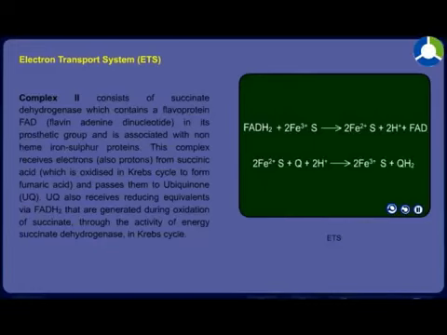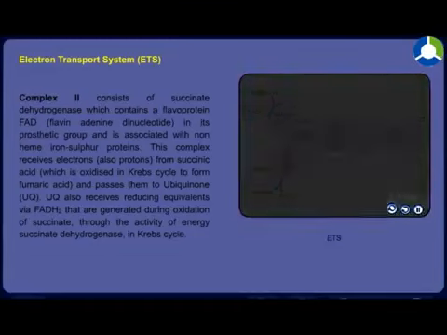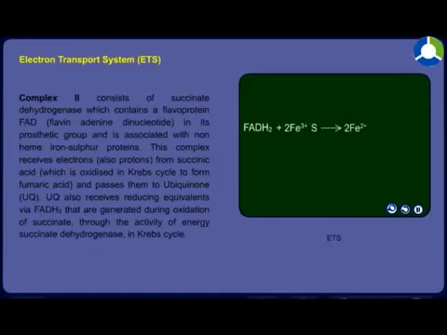UQ also receives reducing equivalents via FADH2 that are generated during oxidation of succinate through the activity of enzyme succinate dehydrogenase in Krebs cycle.